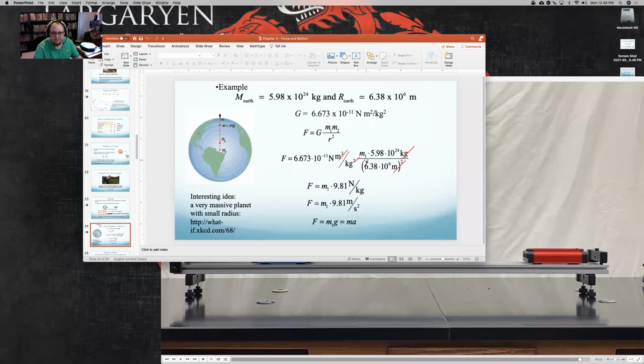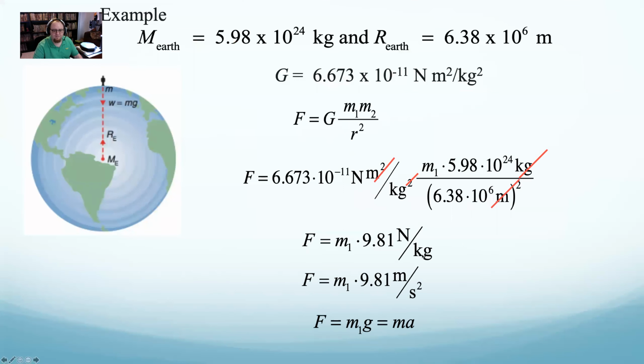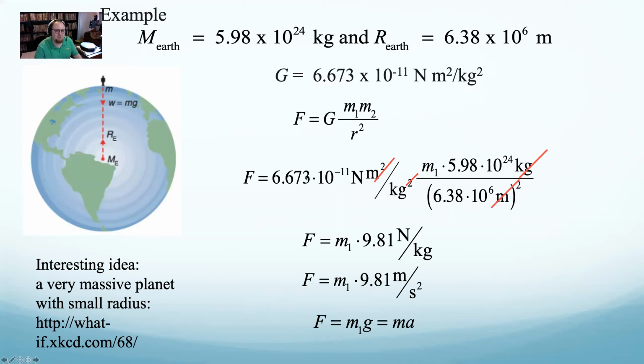So this link I just put up is an interesting idea of what would happen if you had a very, very massive planet with a very small radius. Read it on your own if you have time. But here's the thing. I'm saying this equation gives the force of gravity between any two objects. And you'd be like, yes, I feel gravity from the Earth. I jump, I fall. That's gravity from the Earth. But I hold my water bottle in front of me, and I don't feel it being pulled towards me.